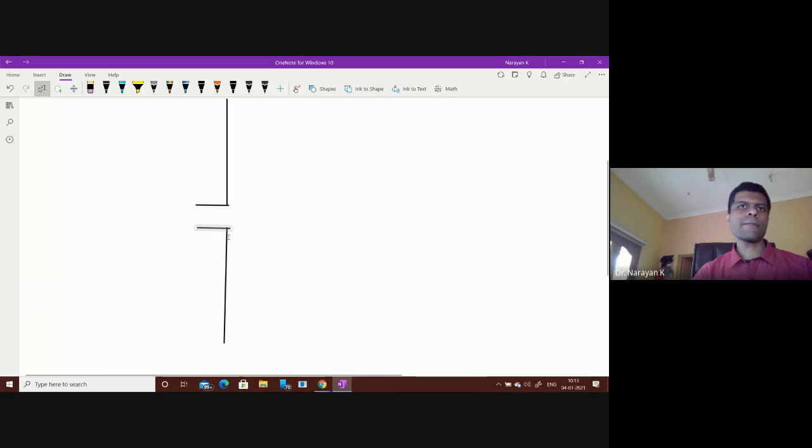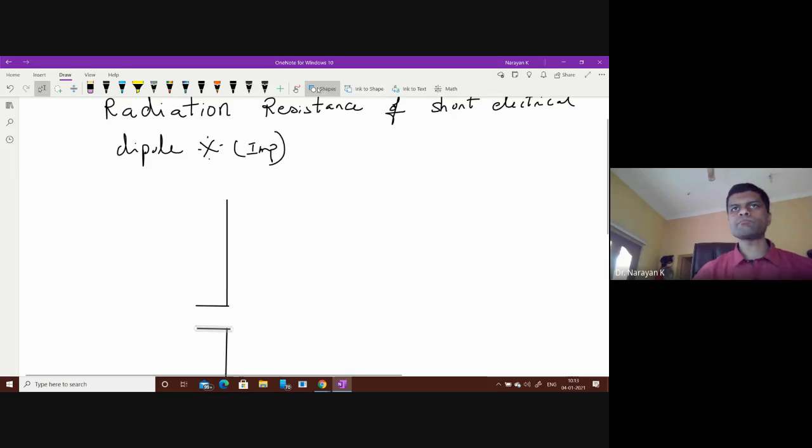Again, take down this diagram. This is again a diagram of a short electric dipole.